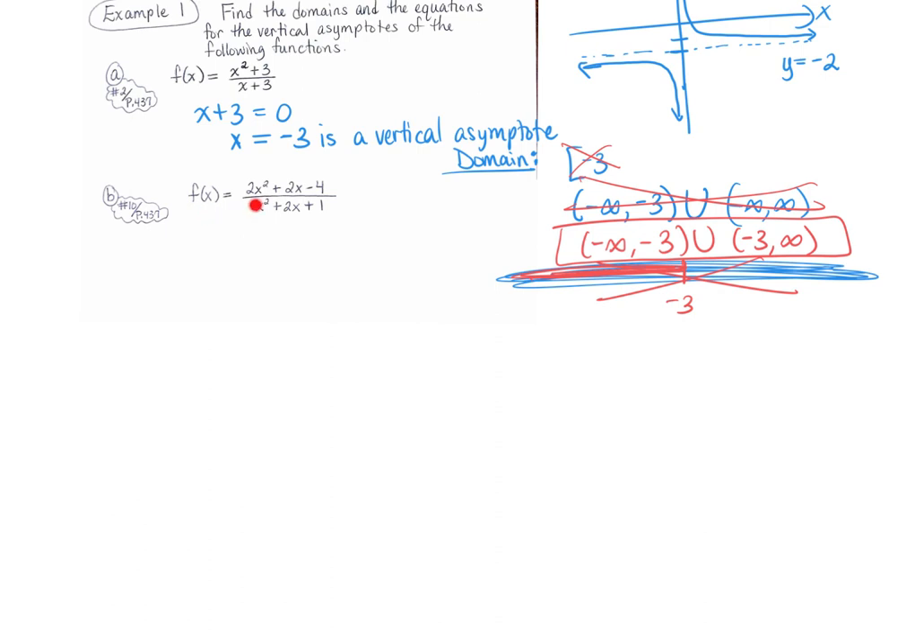F of x is equal to 2x squared plus 2x minus 4 over x squared plus 2x plus 1. What should we do? Factor, very good. So 2x squared plus 2x minus 4. How do we factor our denominator? I can't hear you. Would it be positive 2 and -1, right? For our denominator?